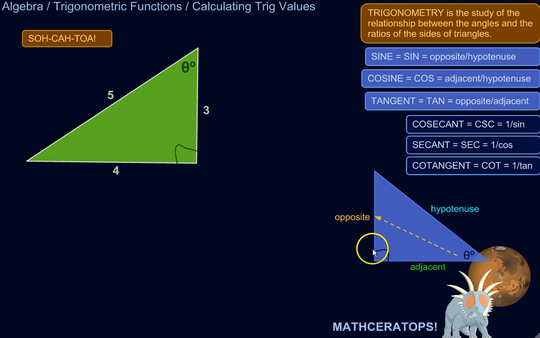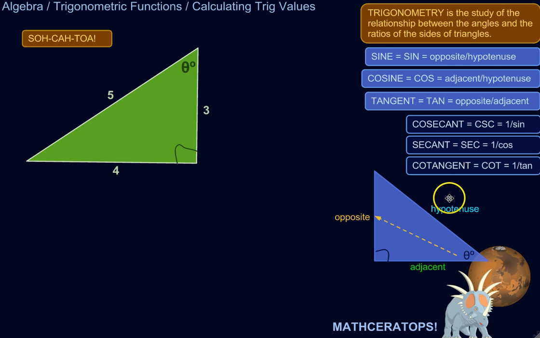Then the hypotenuse is just the hypotenuse. If it's a right triangle, the hypotenuse is the side opposite the 90-degree angle. And then the side that's not the opposite side or the hypotenuse is called the adjacent, meaning it's next to the angle, but it's not the hypotenuse.